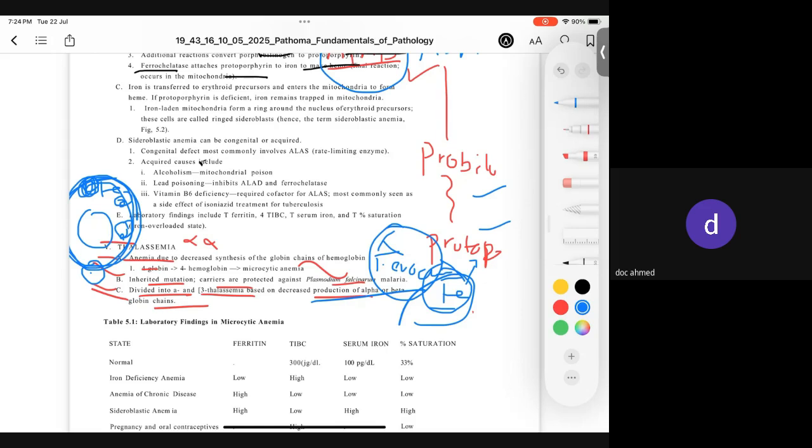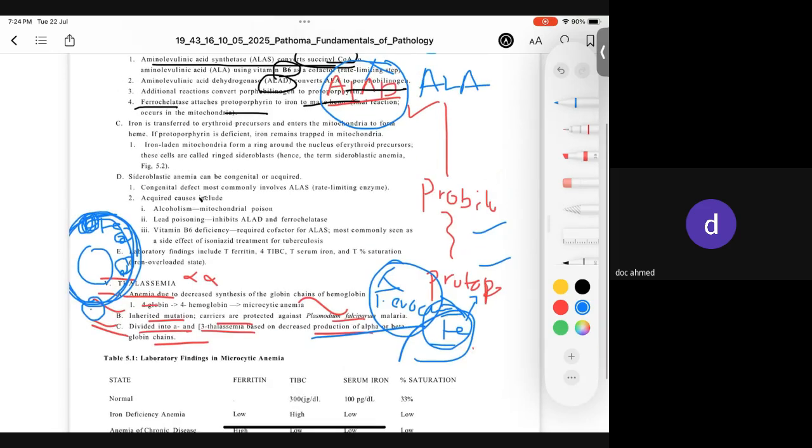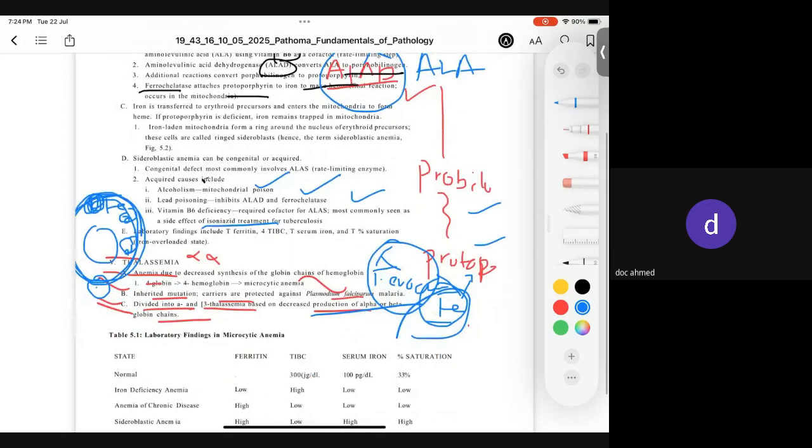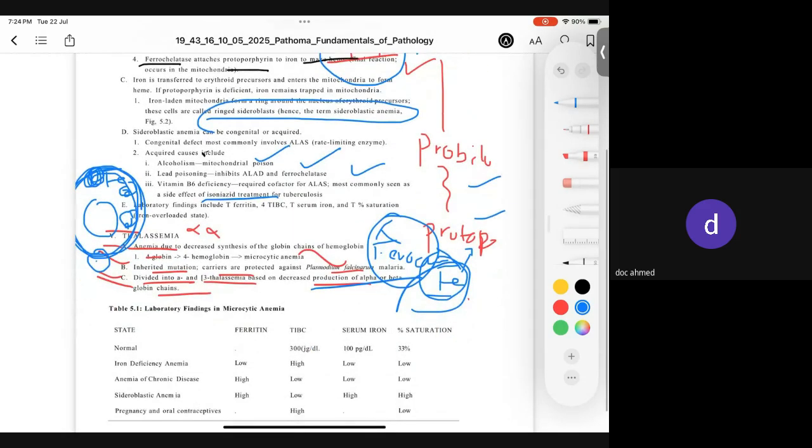So let me call this anemia sideroblastic anemia. Blast is a cell. Sider is iron accumulation. Sideroblastic anemia is a microcytic anemia. Can I say that? Yes. Perfect. So you can see alcoholism would cause that, lead poisoning, B6 deficiency, tuberculosis with isoniazid, really important, really high yield. So it would form a ring sideroblast, which is known as sideroblastic anemia.